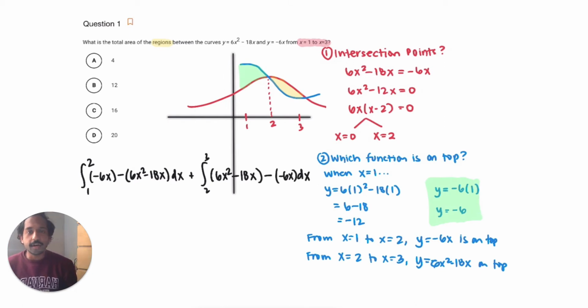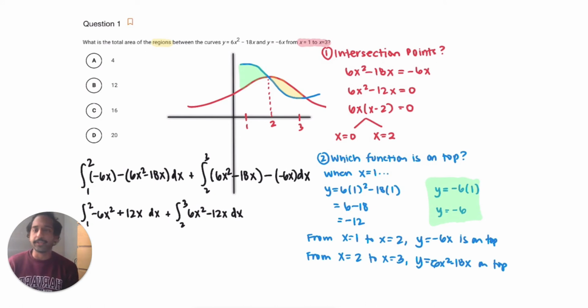Now, what do we have to do here? Well, we have to simplify so we can find the actual integral from 1 to 2. Negative 6x, that minus will distribute, and I'm going to move things around. So we're going to end up with negative 6x squared plus 12x with respect to x, plus the other one will be the integral from 2 to 3 of, here, that subtraction will distribute. 6x squared minus 18x plus 6x is going to leave us with 6x squared minus 12x with respect to x.